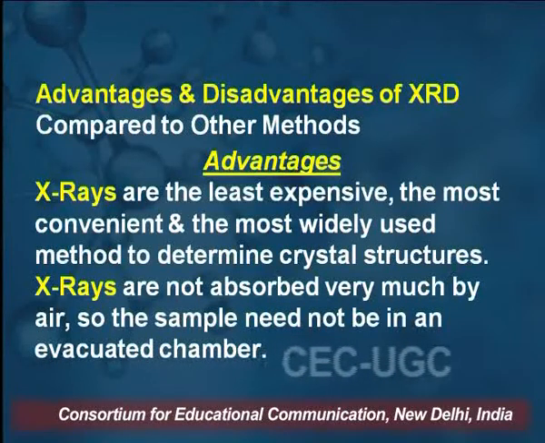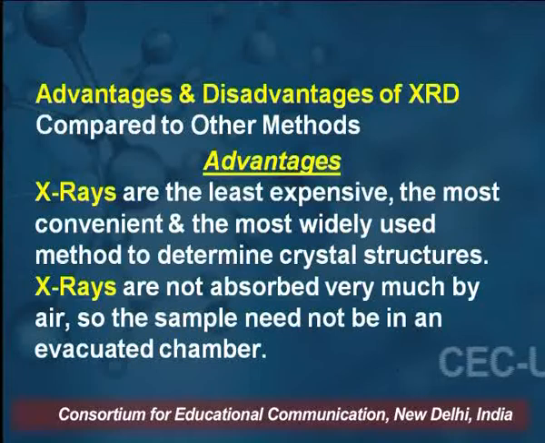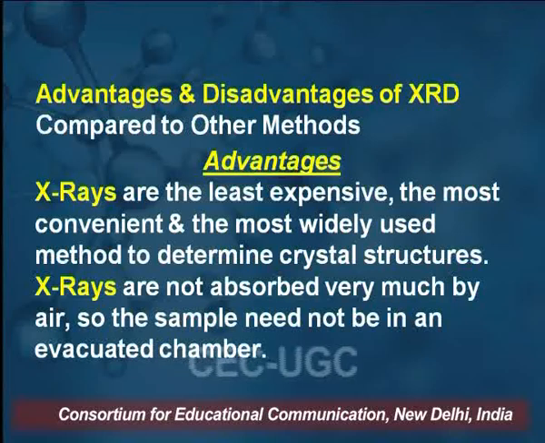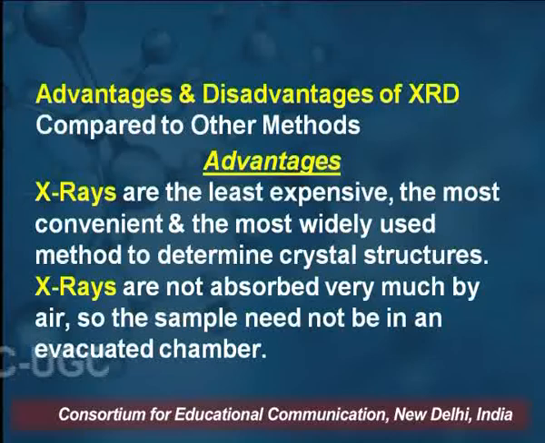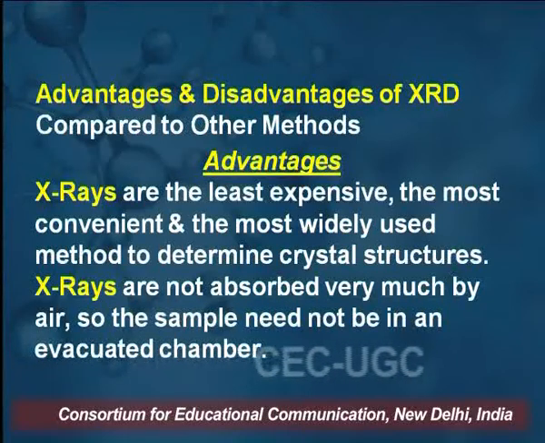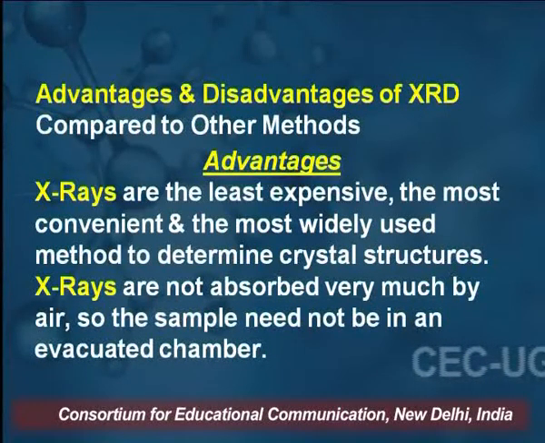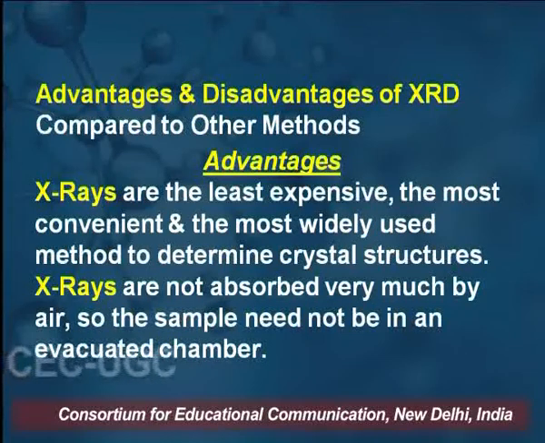X-ray is the least expensive and most convenient method. It is the most widely used method for the determination of the crystal structure. The sample may be a single crystal, in powder form, or a thin film. So it is a very simple and inexpensive method for the characterization of nanomaterials.